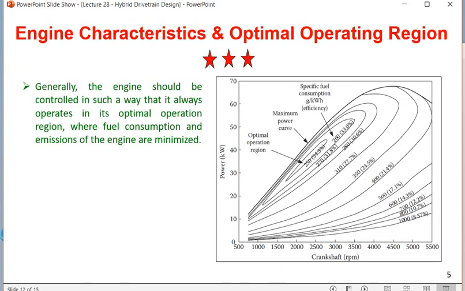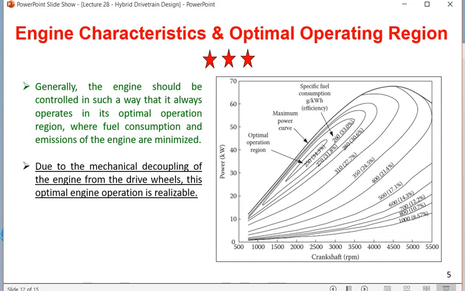And this is a very important thing, called the engine characteristics of the optimal operating region. We have seen the same thing previously in the case of EV, and also in the case of IC engine based vehicles. This is a 3D contour graph shown in 2D. The x-axis is crankshaft RPM, or engine rotation speed, and the y-axis is the power generated in the engine. When the crankshaft RPM is around 4500 to 5000, maximum power is produced. This power is around 68 to 70 kilowatt.